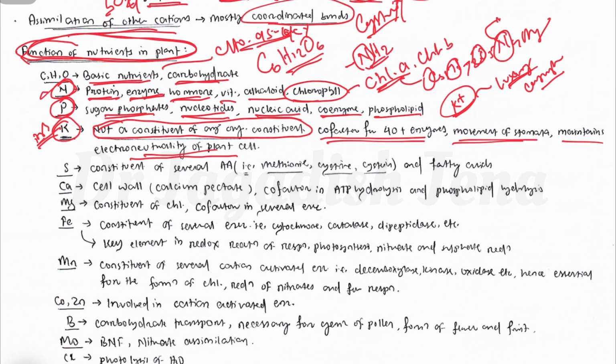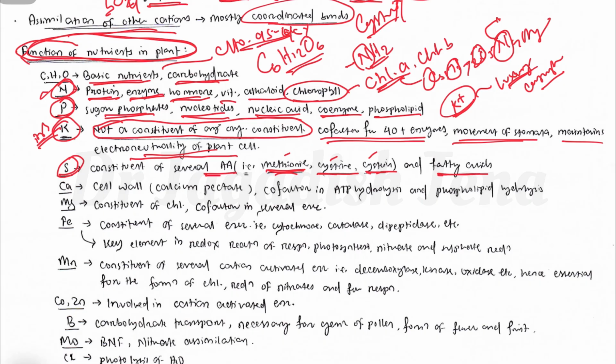Then next, coming to the secondary nutrient sulfur, it is a constituent of several amino acids like methionine. This is also important: methionine, cysteine, and cystine. There would be another option which is not a sulfur containing amino acid, so you have to remember this. These amino acids, methionine, cysteine, and cystine, are sulfur containing amino acids, and sulfur is also a component of fatty acids. So in oil synthesis, sulfur has a significant role.